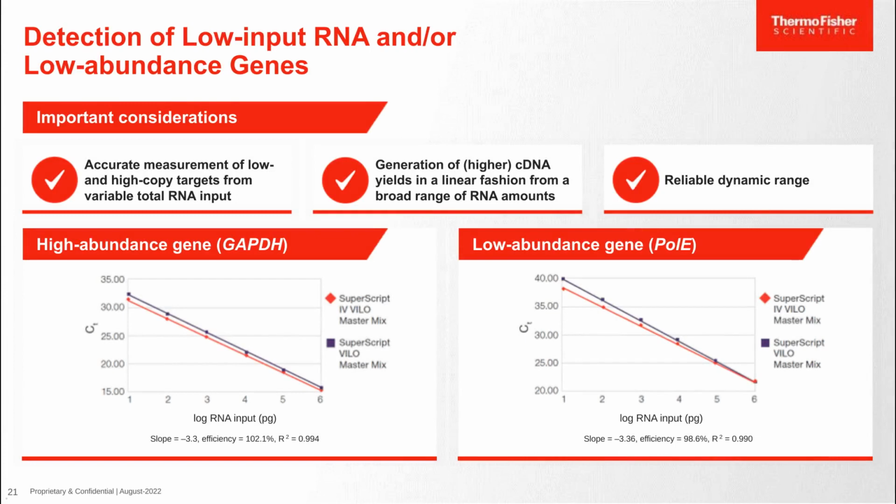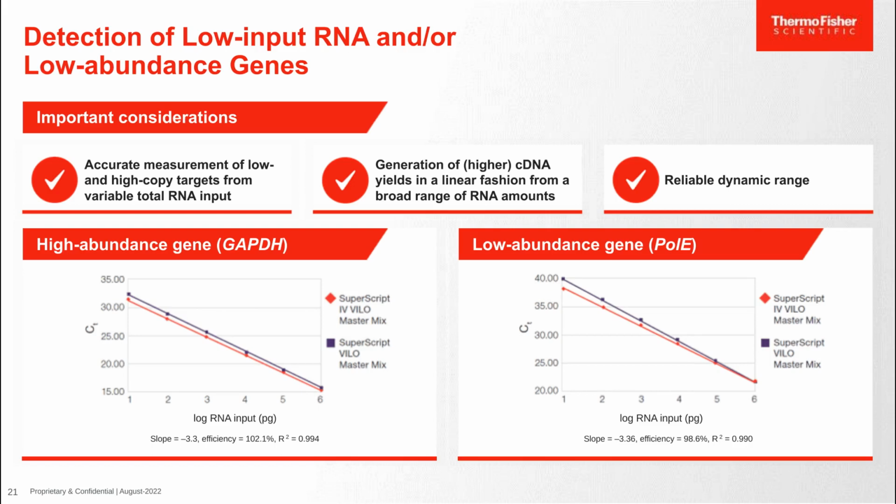Here we have an example of results from a high abundance gene, GAPDH, and a low abundance gene, POLE, using an RT-qPCR assay with two different RT master mixes. In both cases, we have a linear dynamic range spanning from 1 picogram to 2.5 micrograms of total RNA. Both master mixes, SuperScript IV VILO and SuperScript VILO, provide detection of RNA down to 1 picogram for both genes, which demonstrates that they are both efficient, sensitive, and appropriate selections for both high and low abundance genes.